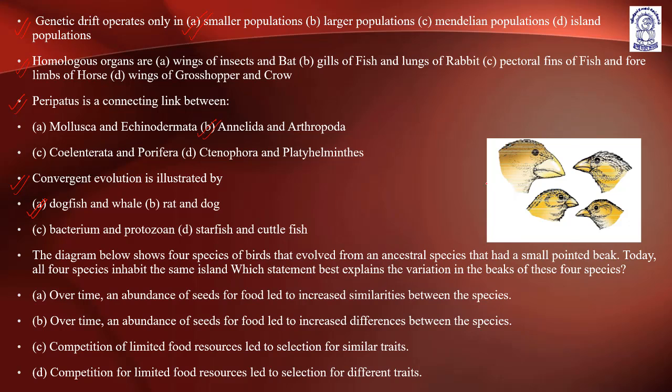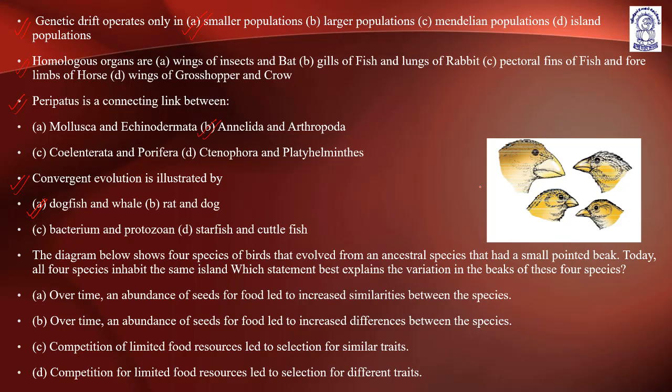The diagram above shows four species of birds that evolved from an ancestral species that had a small pointed beak. Today, all four species inhabit the same island. They are living in the same area. Which statement best explains the variation in the beaks of these four species?